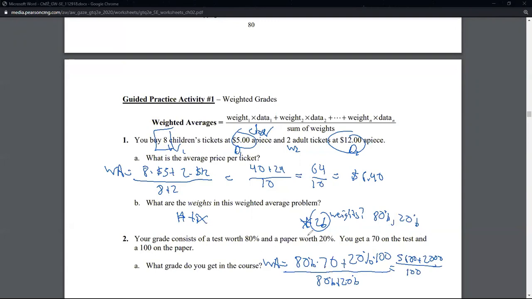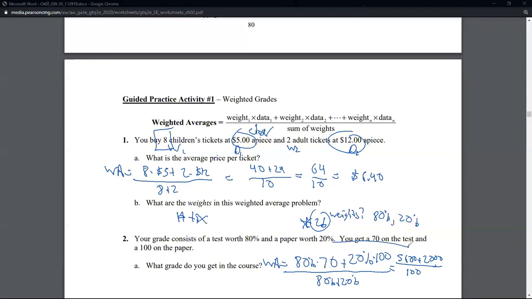Now, some of you might be saying, well, instead of writing 80%, 20%, can I write 0.8 and 0.2? Because that would be the decimal equivalents. Absolutely, you can, as long as you're consistent. If you do percents in the top, you better do percents in the bottom. If you do decimals in the top, you better do decimals in the bottom.